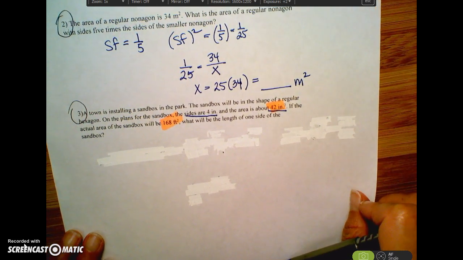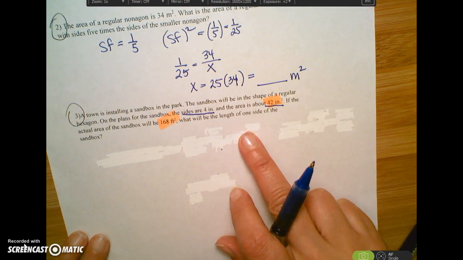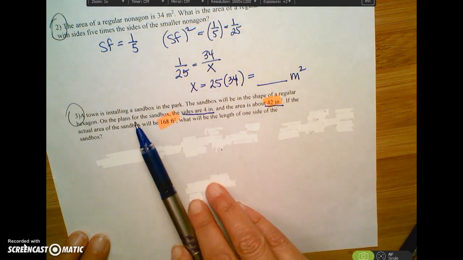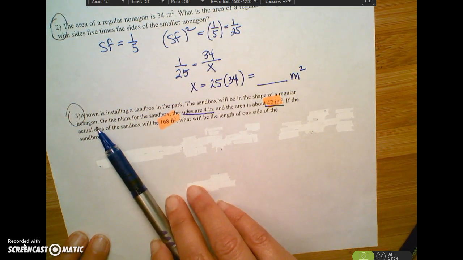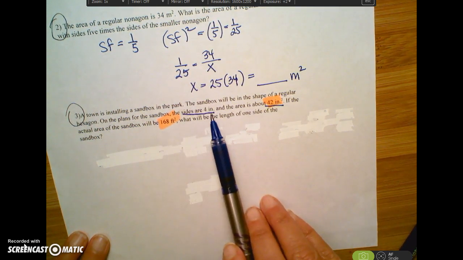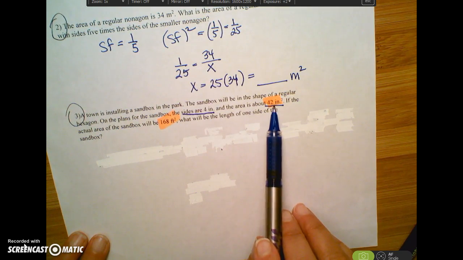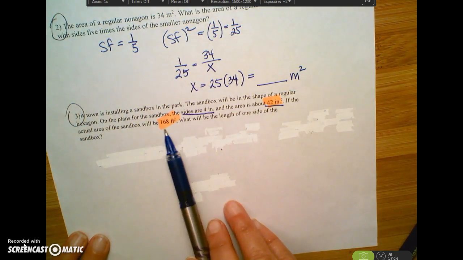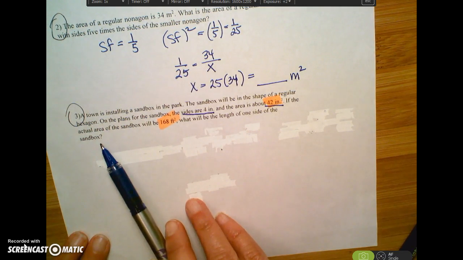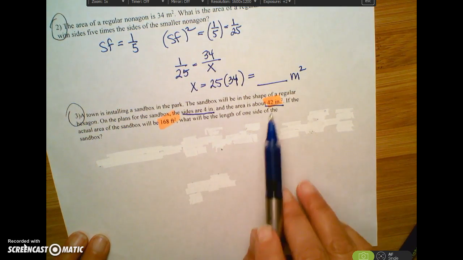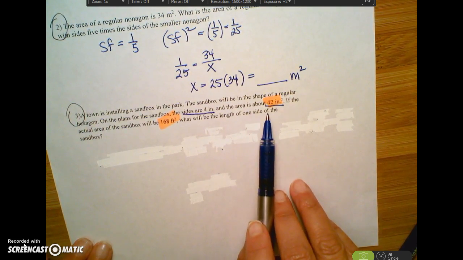Okay, so we're looking at this next example where, again, we've been given that we're building a sandbox. It's in the shape of a regular hexagon. The plans show the sides are 4 inches long and the area is 42 square inches. The actual area is going to be 168 square feet, so what will be the length of one side of the sandbox?